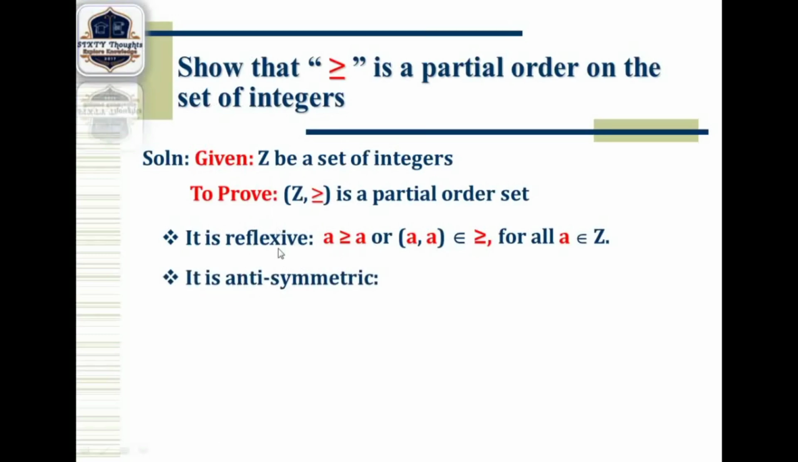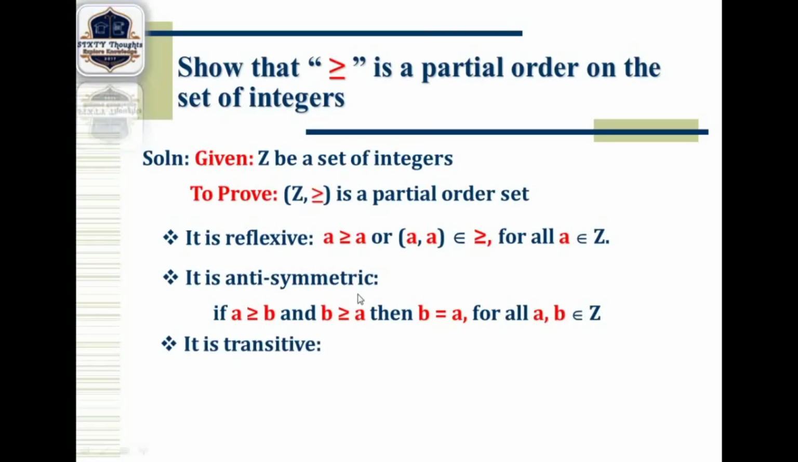Second, we have to verify antisymmetric. The given relation is antisymmetric, because if a greater than or equal to b and b greater than or equal to a, then we can write b equal to a, and a equal to b, for all a comma b belongs to Z. Third, the relation is transitive. See the condition: if a greater than or equal to b and b greater than or equal to c, then using these two ordered pairs we can write a greater than or equal to c, for all a comma b comma c belongs to Z.